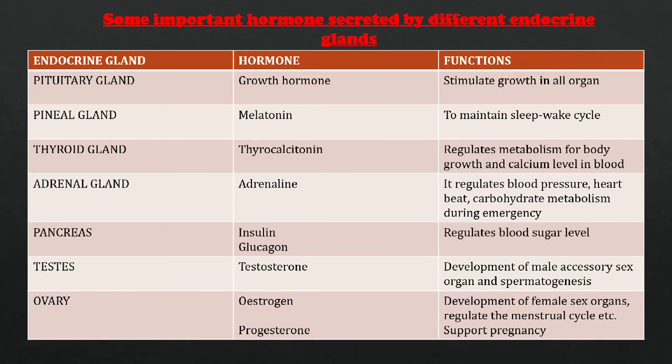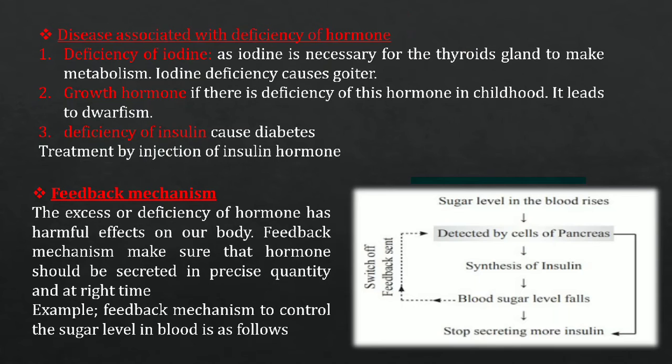Then the ovaries secrete two hormones, estrogen and progesterone. The function of estrogen is the development of the female sex organs, regulating the menstrual cycle, etc. And the function of progesterone is to support pregnancy. As we have studied about different endocrine glands and the hormones secreted by them and their functions, now we will study diseases associated with the deficiency of hormones.